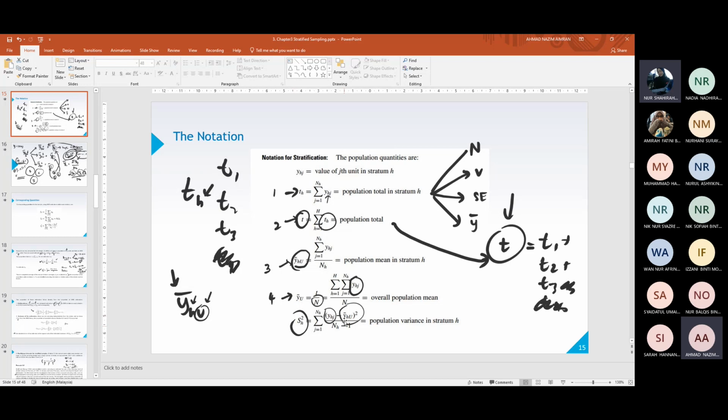Awak boleh guna this formula. Okay, ini sebenarnya formula yang sama je yang awak guna sebelum ni untuk calculate the variance. Betul tak? Perasan tak? Formula ni sama je untuk calculate variance sebelum ni. Cuma dia ada YHJ dengan YHU. Sebab apa? Sebab kita dah pecah kepada strata.